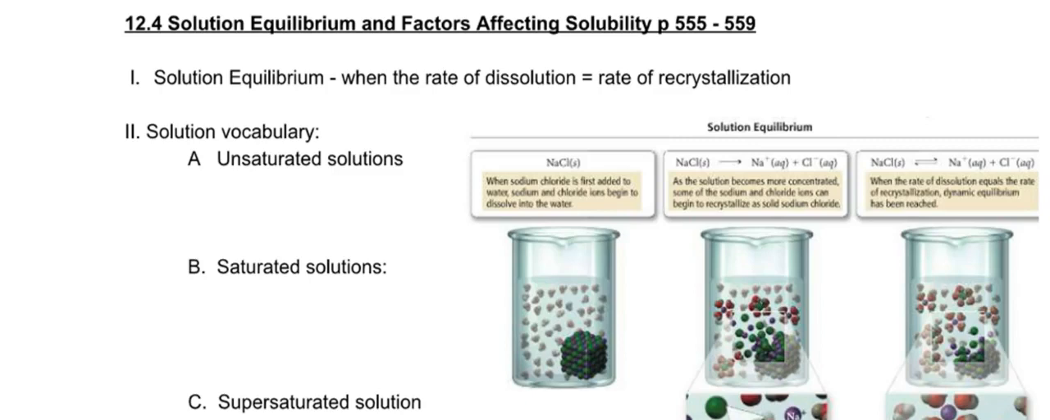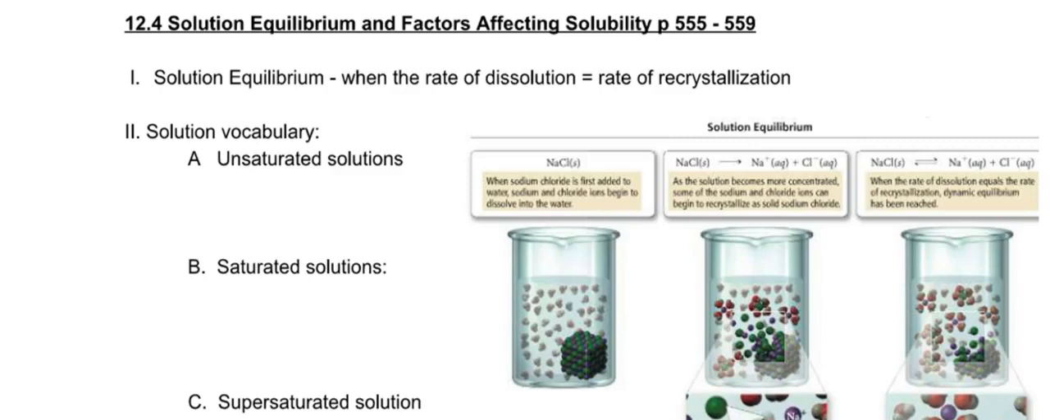So what is solution equilibrium? It's when the rate of dissolving, or dissolution, same thing, equals the rate of recrystallization. And folks, this is when you're talking about having a liquid solvent and a solid solute, okay?